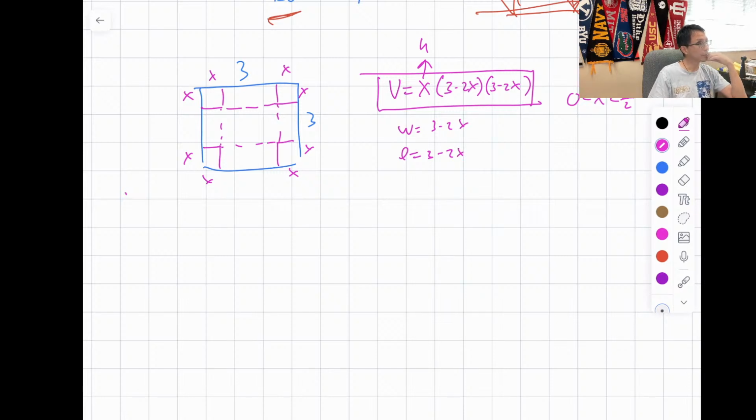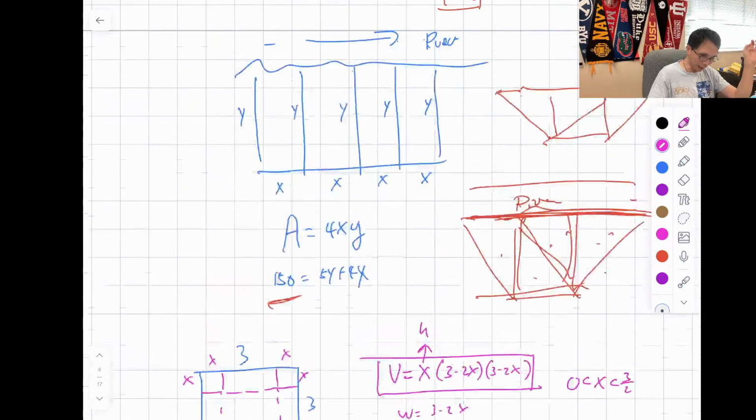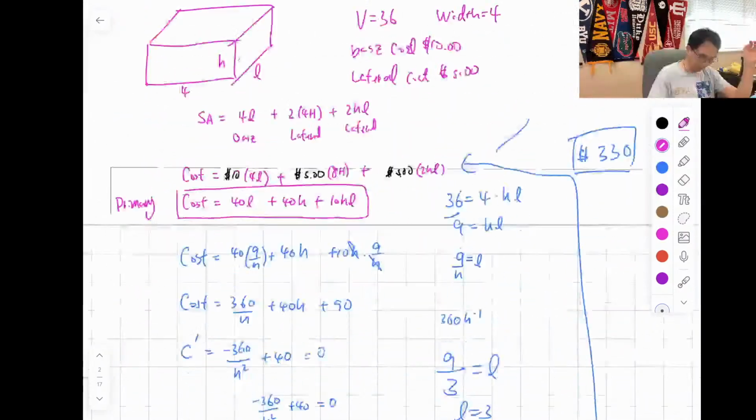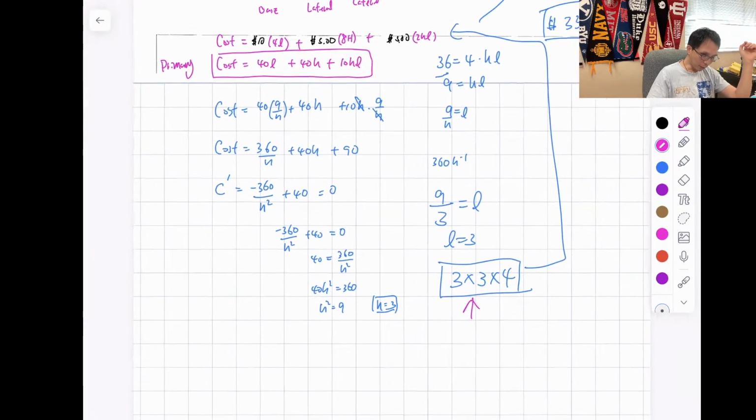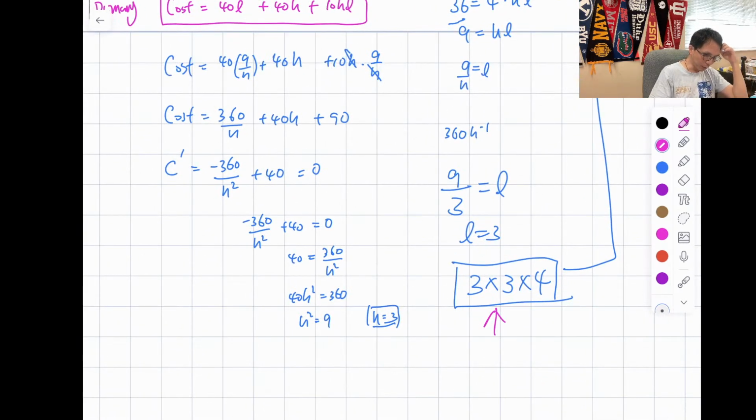What happens for equations where, if you take the second derivative, you just get a constant from it? That constant could be positive or negative. So for example, let's go back and look at this particular question here. How do we know this one is maximized or minimized? Right here we want to minimize the cost, right? So what we're going to do is take the second derivative of this. C prime is equal to negative 360 over H squared plus 40. What is C double prime?